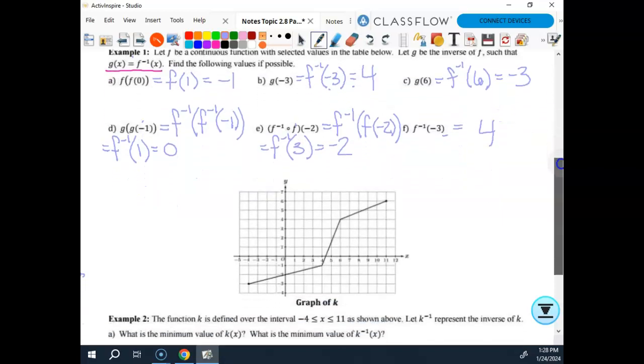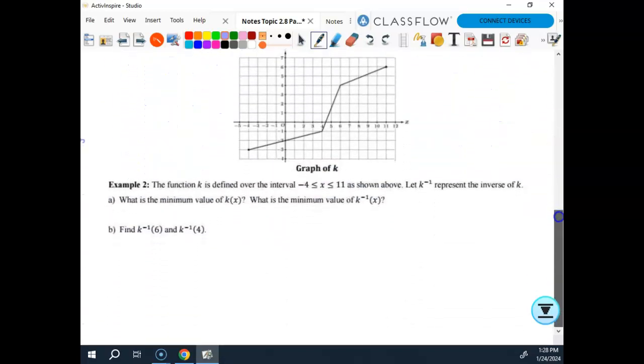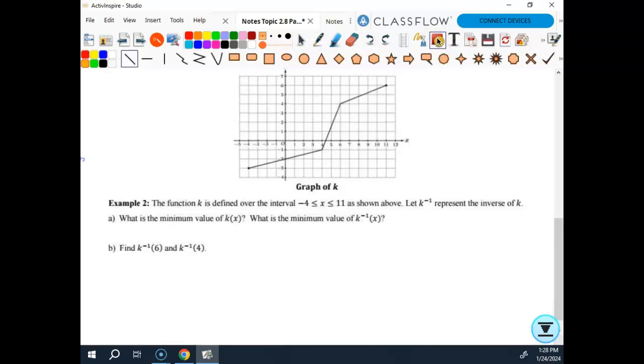All right, now that's just with the table. Now what if we have a graph? With the graph, we have a couple of options. One option is to go ahead and graph the inverse. We're going to do that on this one to make sure we understand it, but then we're going to do the rest without graphing it because I want you to be able to do it without taking the time to graph it every time. The first thing we want to do is to graph in the line y equals x.